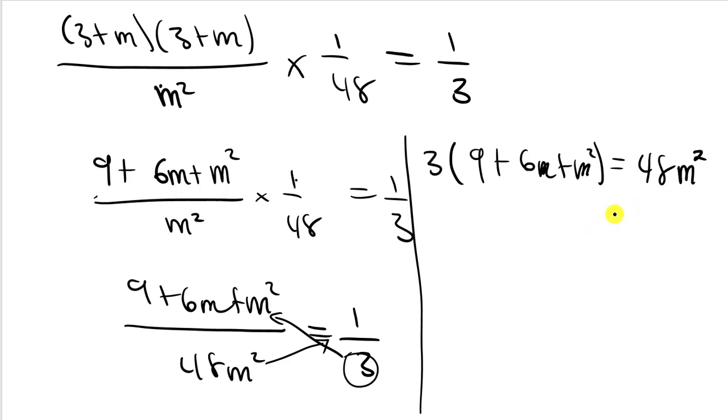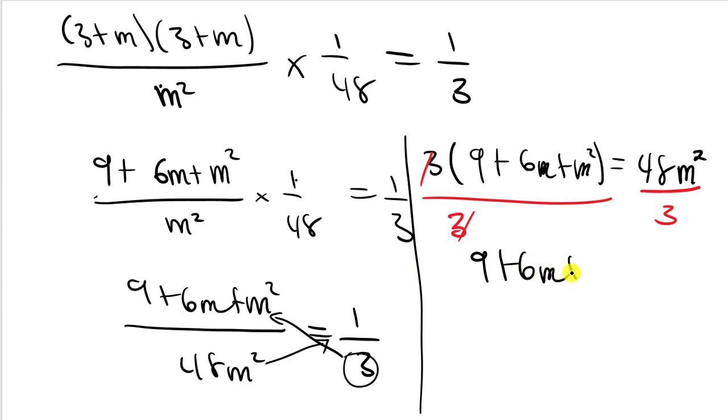Okay. Now at this point, we can still reduce some terms because there's a common factor. If you look at this side, the whole of this side, the common factor there is 3. The 3 is outside here. But the 48m squared, 3 can go into that. So let's do the cancellation. We divide here by 3, here by 3. We do some cancellation. All right. So we are going to be left with our 9 plus 6m plus m squared being equal to, 3 goes into 48, 16. So we are going to be left with 16m squared.